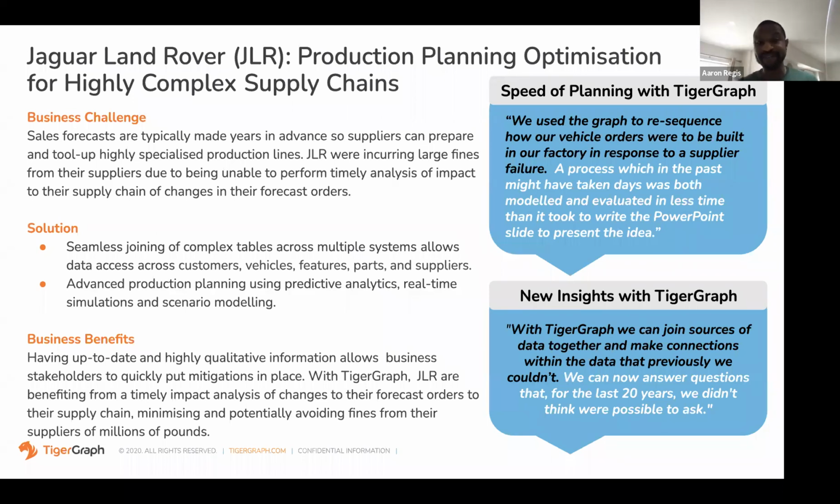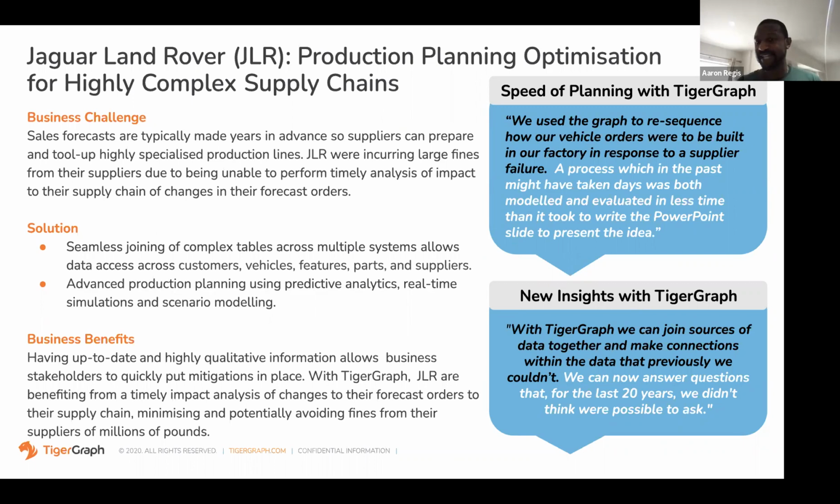But the ultimate business benefits were that they saved themselves from all these fines that literally run into the millions. And they were just able to be a much more agile and nimble organization that could respond in real time to changes in demand. And if you look at the two quotes here, I think they're quite powerful quotes, really. Once the data's in graph, they could now model things that would previously have taken days in literally minutes.